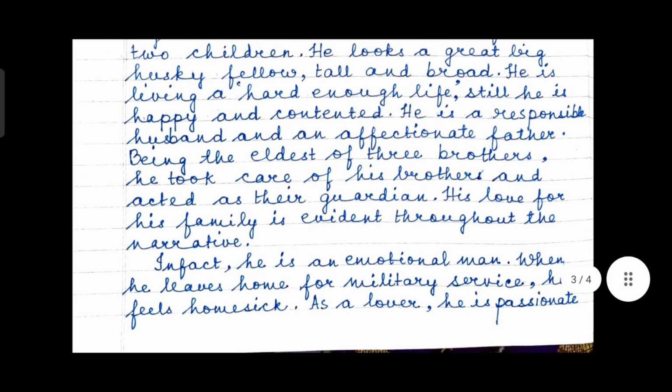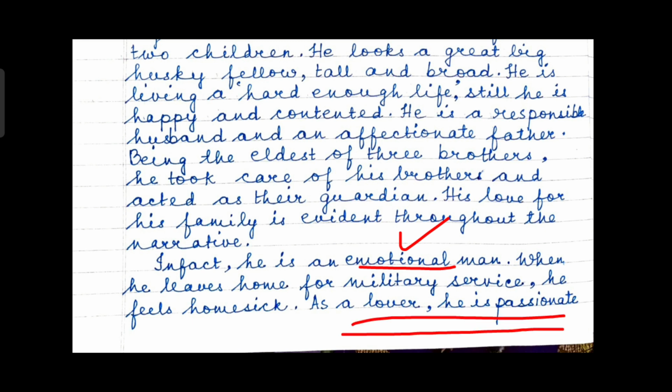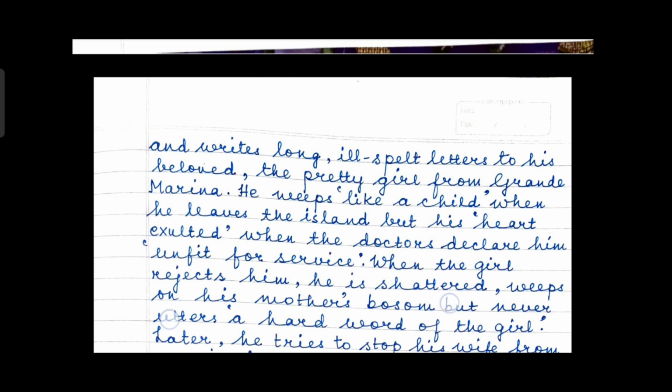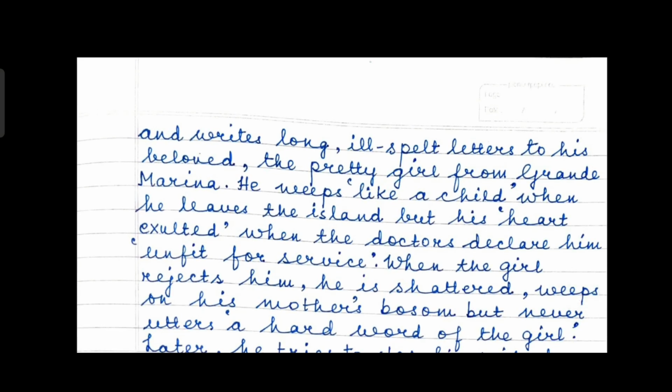Next, in fact, he is an emotional man. How can you miss this? He is an emotional man. When he leaves home for military service, he feels homesick. As a lover, he is passionate. Very important. He is passionate as a lover and he writes long, ill-spelt letters to his beloved, the pretty girl from Grande Marina. He weeps like a child when he leaves the island. How can he bear this pang of separation from his beloved? But his heart exulted when the doctors declare him unfit for service.